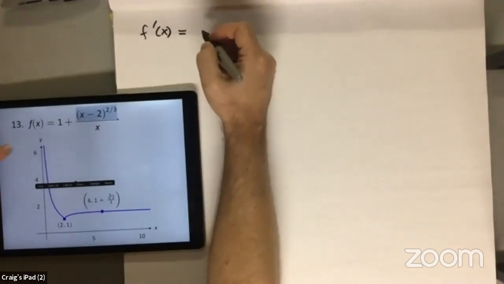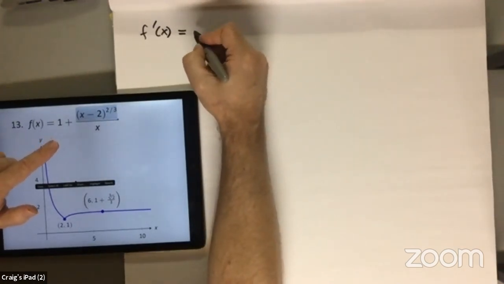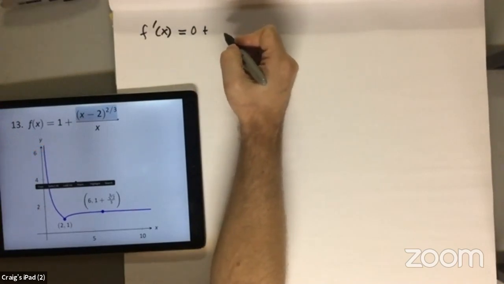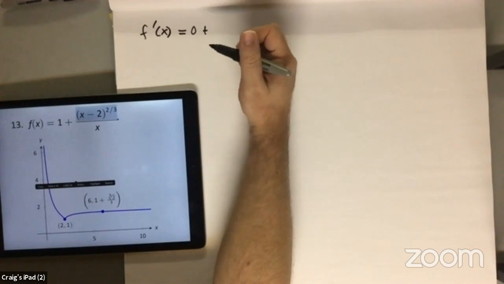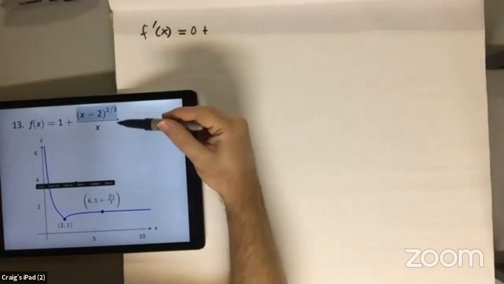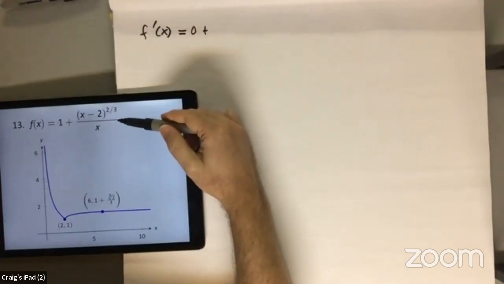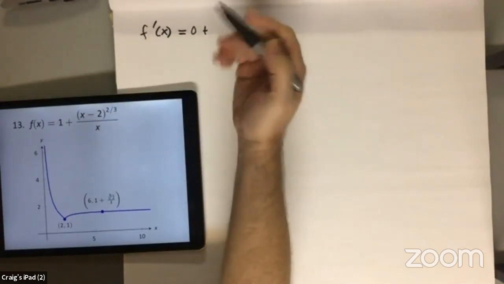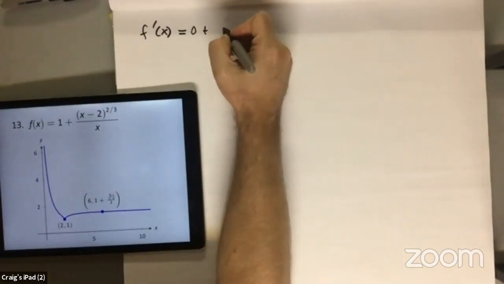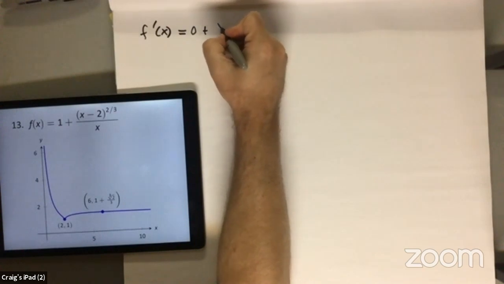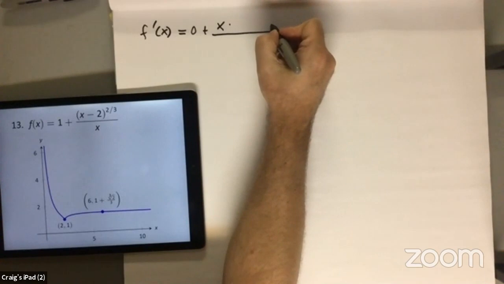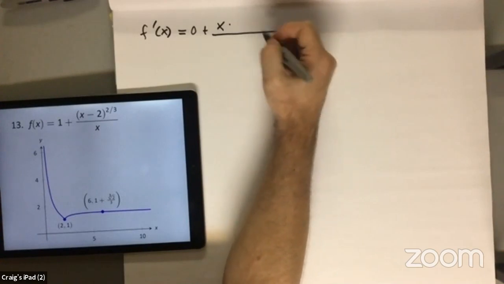So the derivative of 1 is just 0. It's gone. Plus, now we have this mess. I'm not excited about it because we're going to have to take the quotient rule and we're going to have to use the chain rule on the top. Well, let's give it a shot. That's why I needed more paper to deal with all the algebra we're probably going to have to do. So I have to do the bottom times the derivative of the top minus the top times the derivative of the bottom, all divided by the bottom squared.